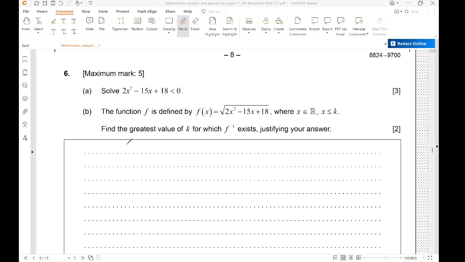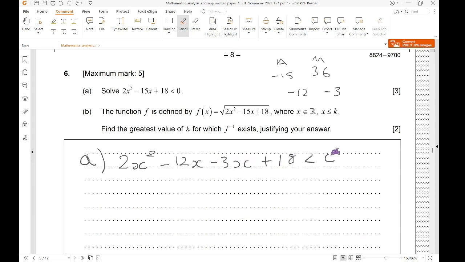So in question 6 here, you have to first solve 2x squared minus 15x plus 18 less than 0, which is pretty simple because you just factorize. So if you do factorization, you should end up with 2x squared. You have to multiply to get 36 and add to get minus 15. So it should be minus 12 and minus 3. So minus 12x minus 3x plus 18 is less than 0.